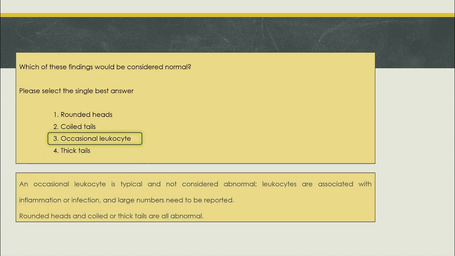The correct answer. An occasional leukocyte is typical and not considered abnormal. Leukocytes are associated with inflammation or infection, and large numbers need to be reported. Rounded heads and coiled or thick tails are all abnormal.